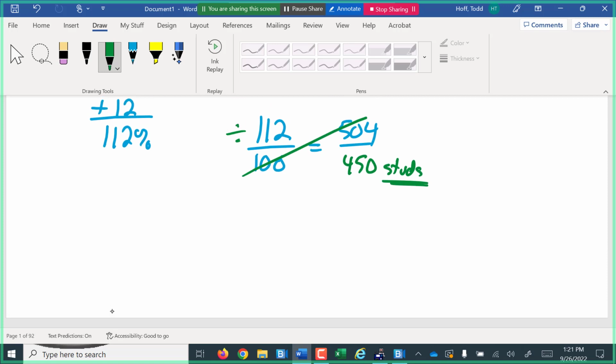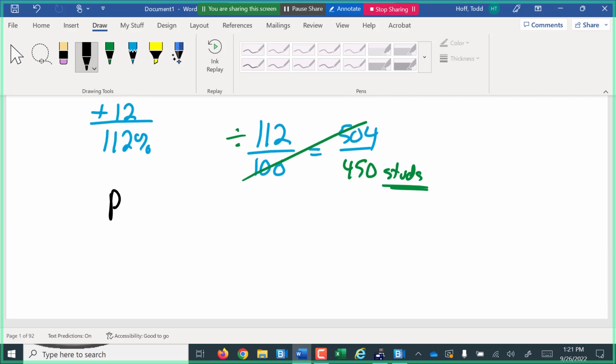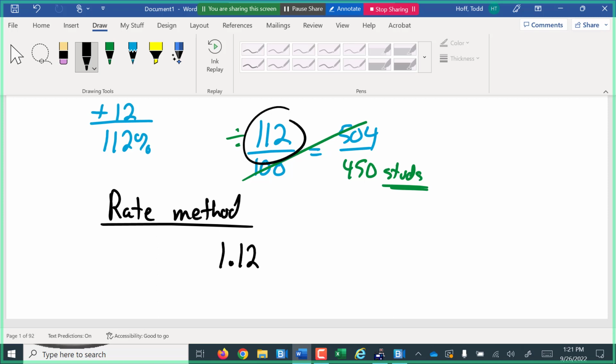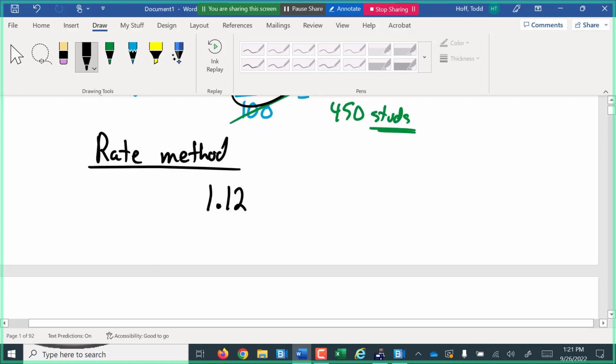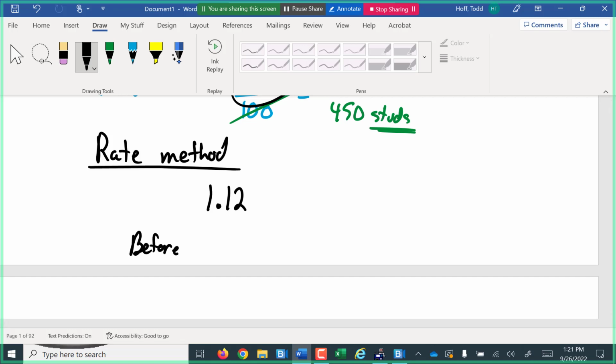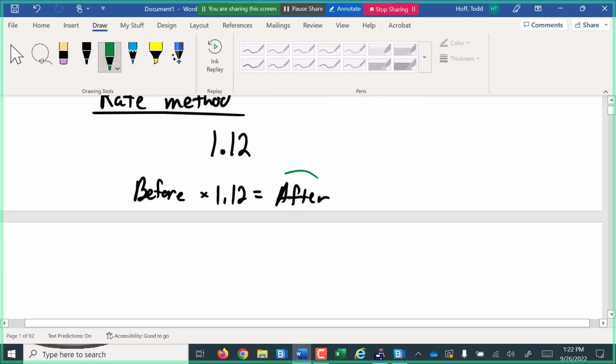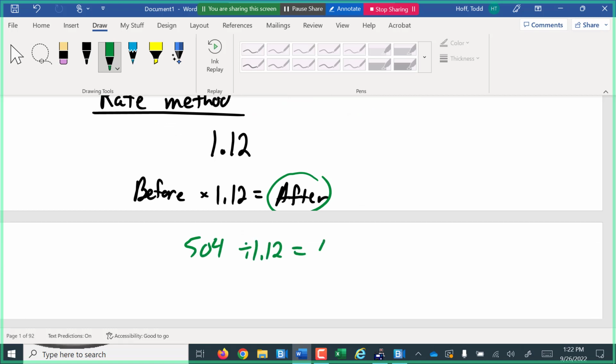But anyway, one of the ways we could have approached this if we had used the rate method is just to use the idea that instead of 112%, we could use the rate of 1.12. So then we know that the beginning amount times 1.12 equals that after amount, after we've added the waste. So to work backwards, it would have simply been that after amount, the 504, divided by 1.12 to get the 450.